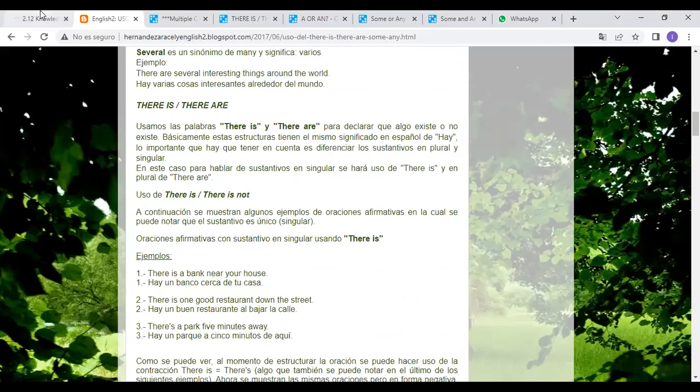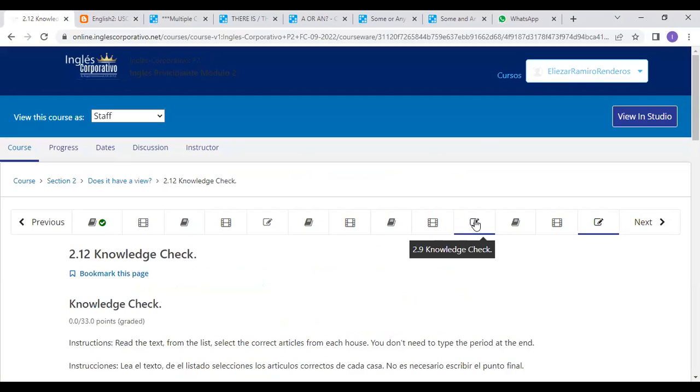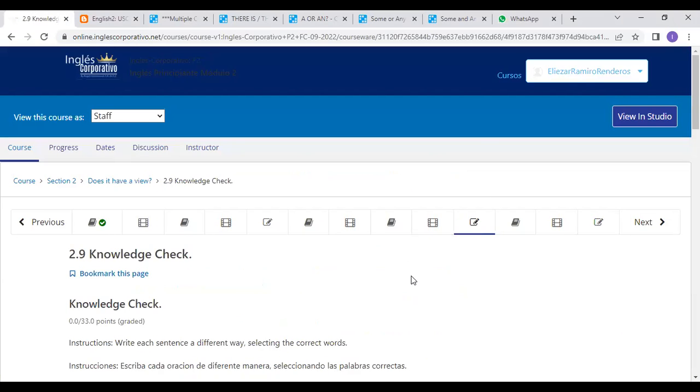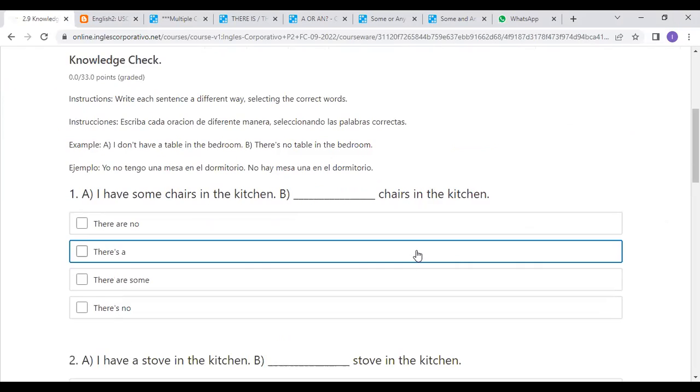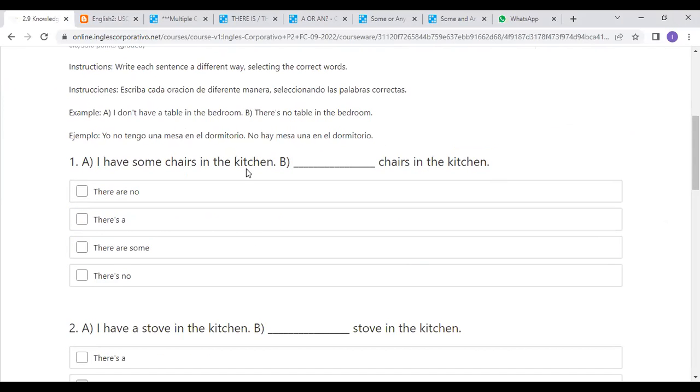So, guys, let's see. I guess everybody finished, okay? So let's move on. Movámonos a little bit. So let's see, in our platform, guys, en la plataforma tenemos este ejercicio, okay? So guys, ahora creo que ya somos capable to finish.